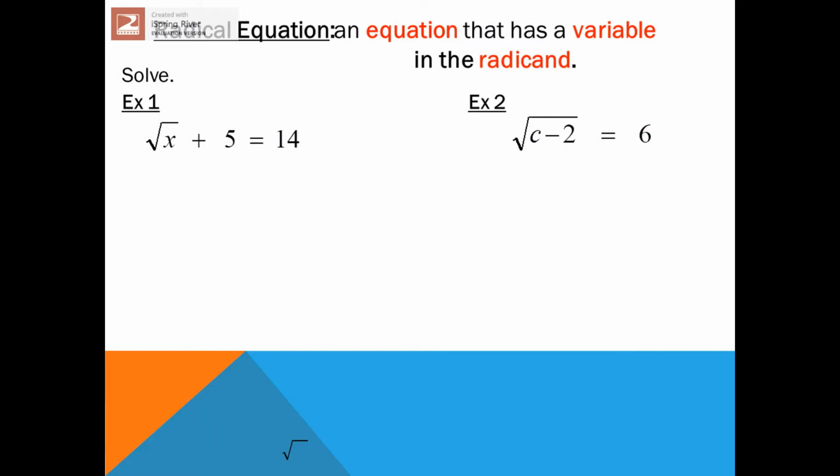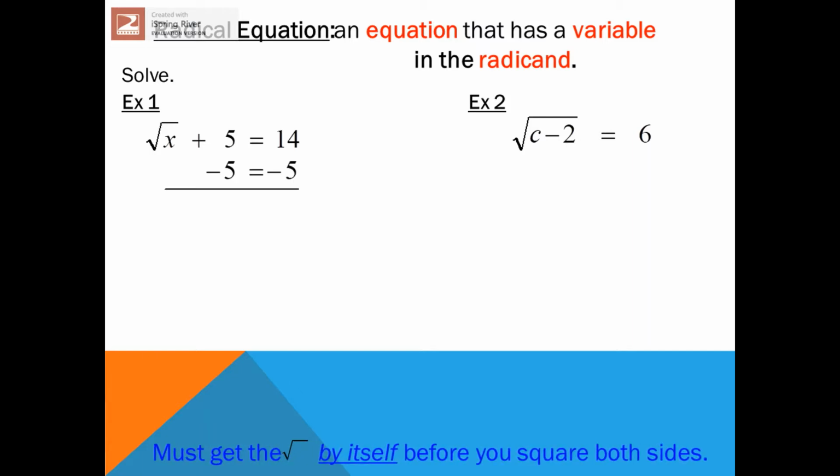We need to isolate the square root of x on one side. So we need to transfer positive 5 to the other side of the equation. The inverse of positive 5 is negative 5. So 14 minus 5 is equal to 9. We have the square root of x equals 9.